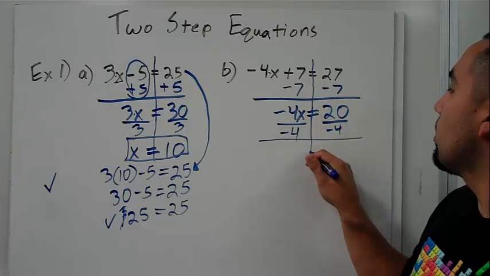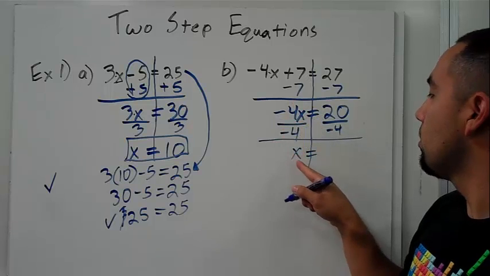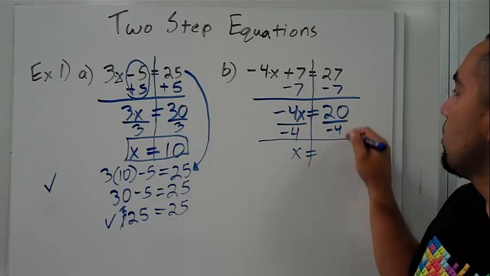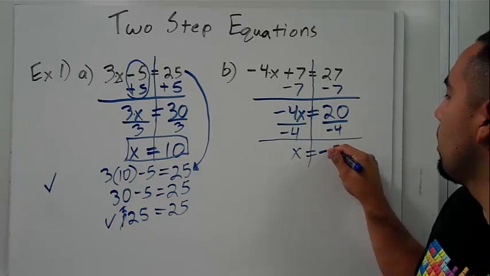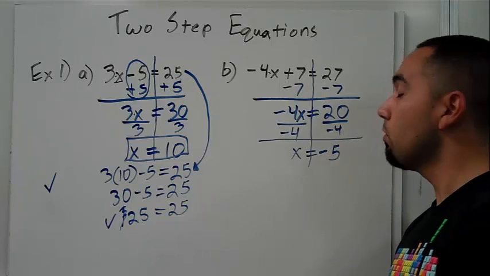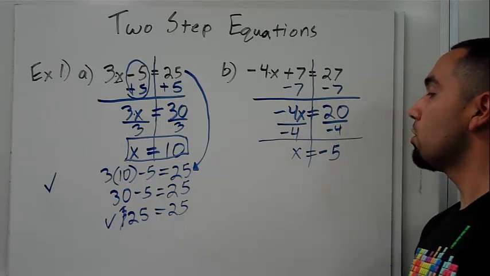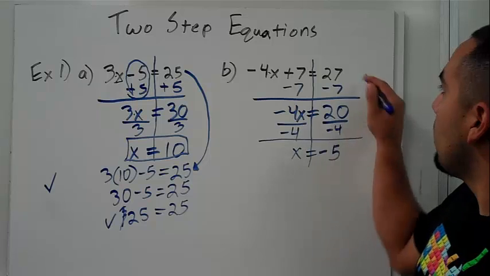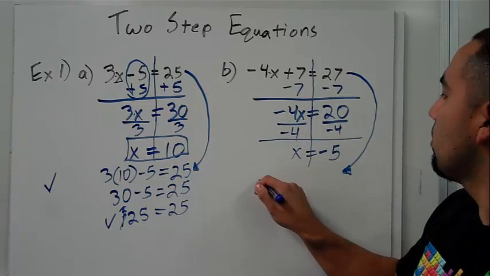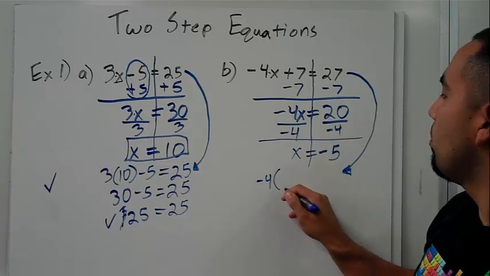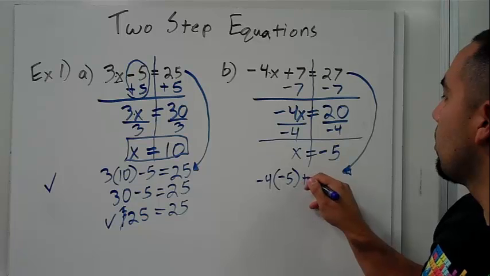I get x equals, because these become a big 1, x equals 20 divided by negative 4. Well, it's a positive divided by a negative. Means my answer is negative. Okay, so x equals negative 5. And again, I'm going to check my work. So how do I do that? I take this equation, I rewrite it, negative 4, but instead of x, I write what number we found.